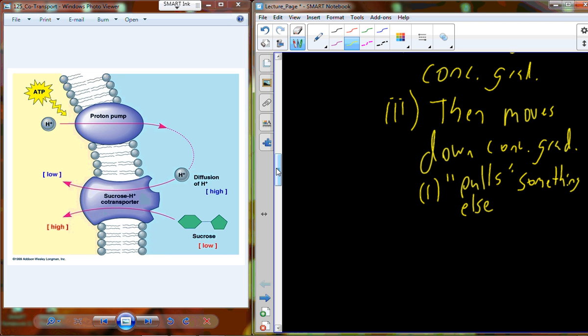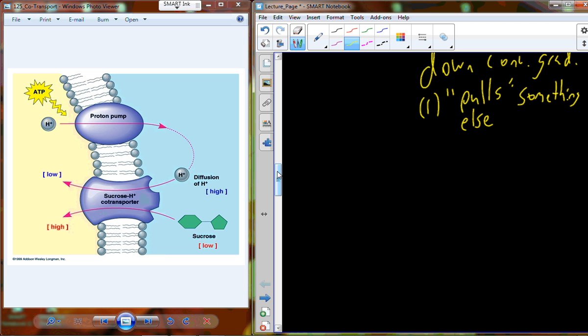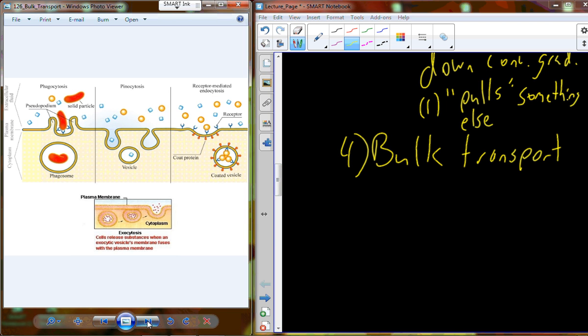But we actually can move large amounts of material across the membrane at one time as well. Just like in the shipping world, that's called bulk transport or bulk delivery. So bulk transport is going to involve large amounts of material being moved across the membrane all at one time.